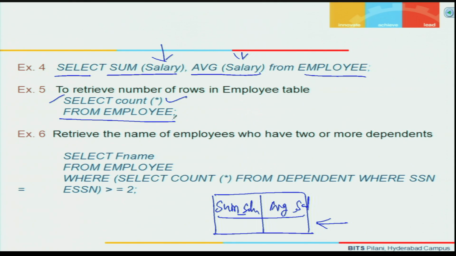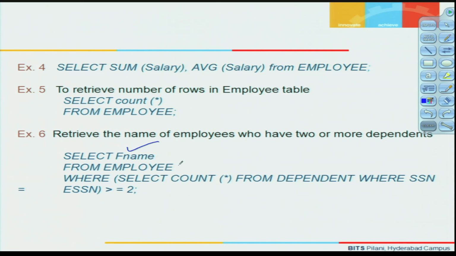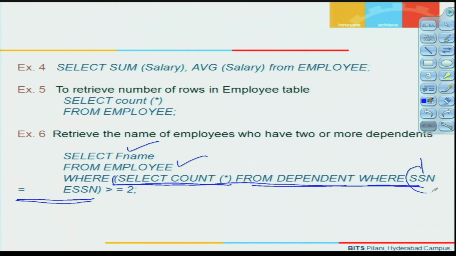Then, retrieve the names of employees who have two or more dependents. I can write the query like this: select fname from employee where I am writing an inner query. Select count star from dependent where SSN is equal to ESSN. This inner query is a correlated nested query because here I am referring to an attribute which is part of the outer query relation. That's why it is a correlated nested query.